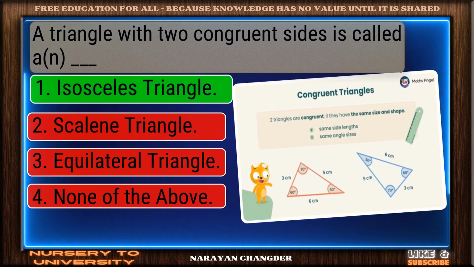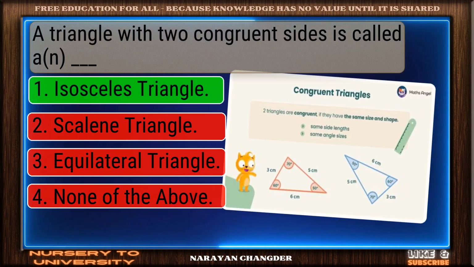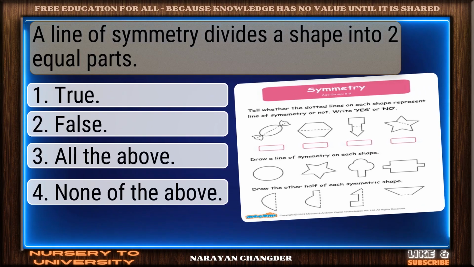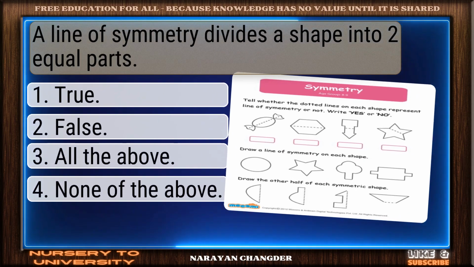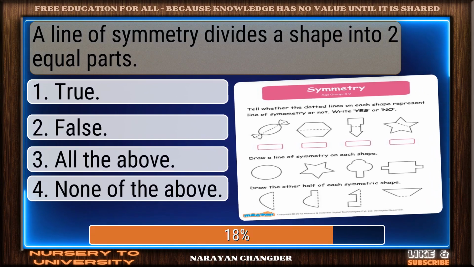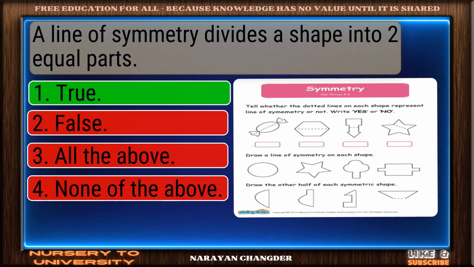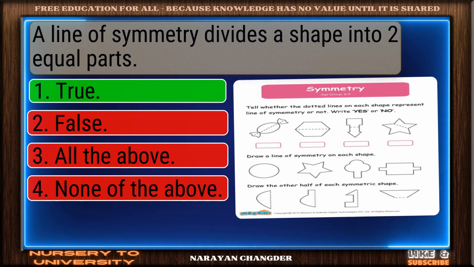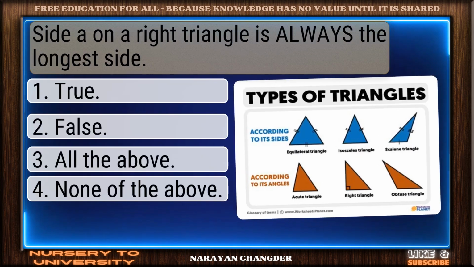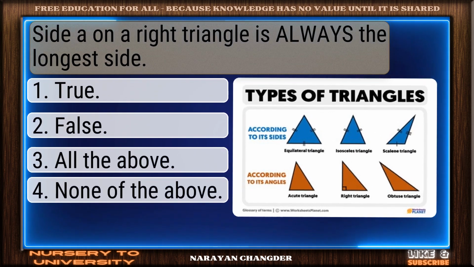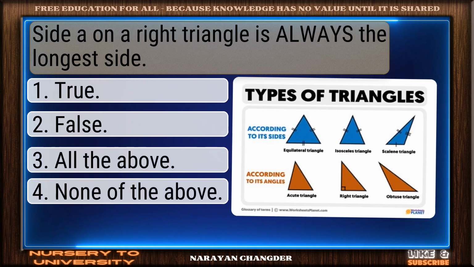Well reasoned. Isosceles triangle is the correct choice. Question number 88. A line of symmetry divides a shape into two equal parts. Correct. True is the right answer. Question number 89. Side on a right triangle is always the longest side.